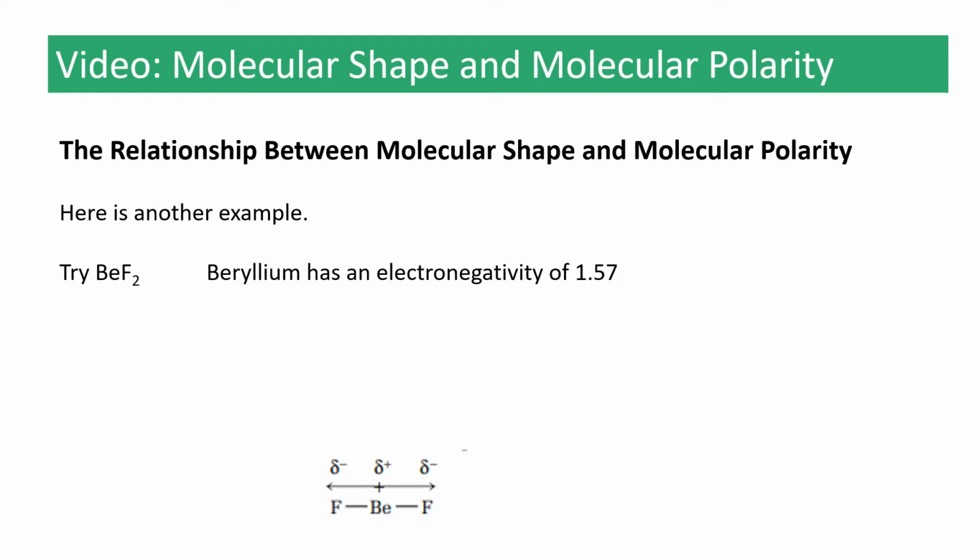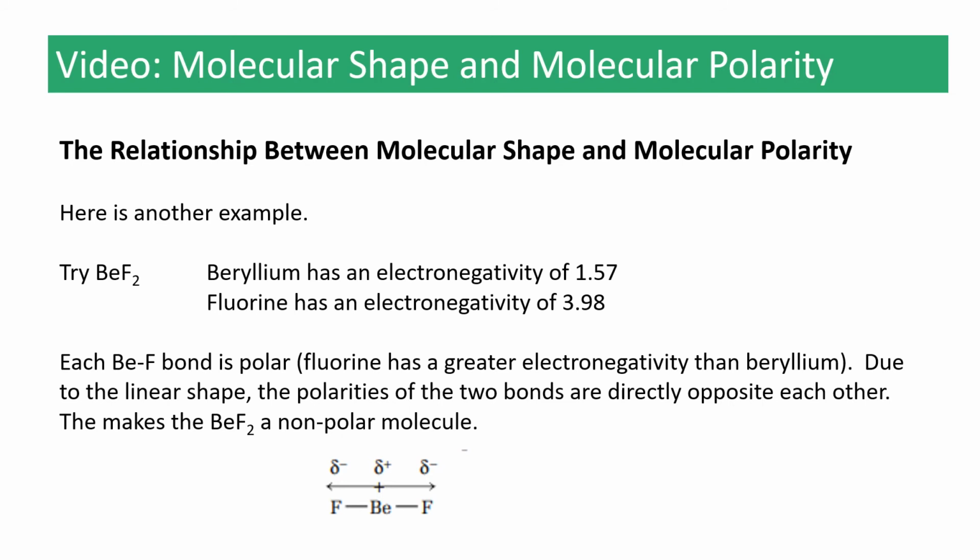Here is another example. Try BeF2. Beryllium has an electronegativity of 1.57. Fluorine has an electronegativity of 3.98. Each BeF bond is polar. Fluorine has a greater electronegativity than beryllium. Due to the linear shape, the two polarities of the two bonds are directly opposite each other. This makes BeF2 a nonpolar molecule.